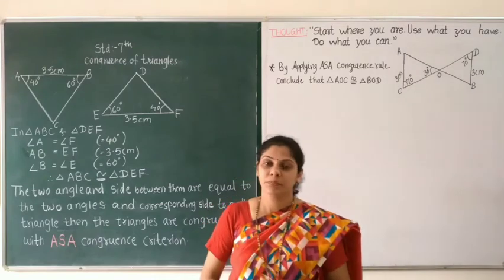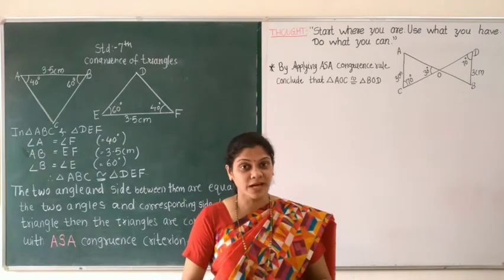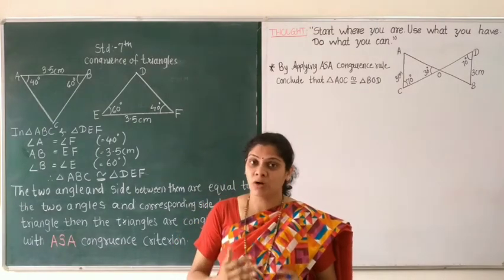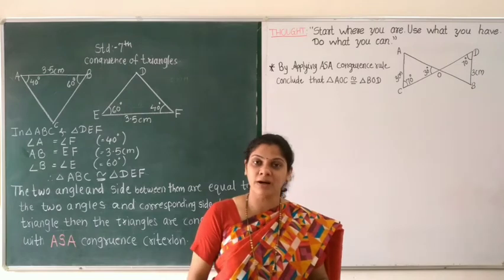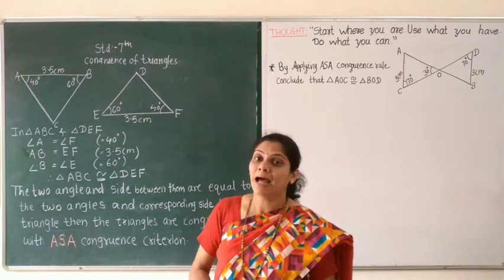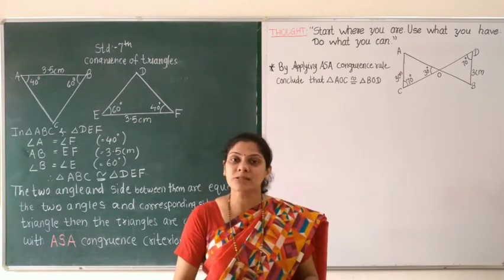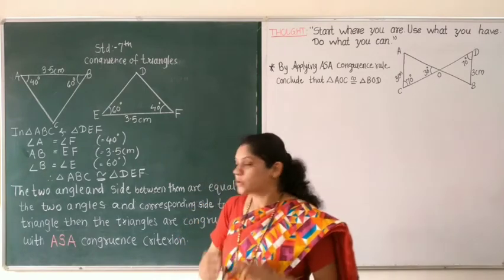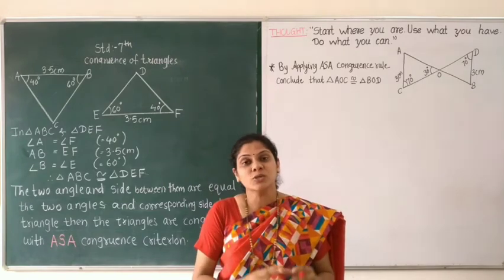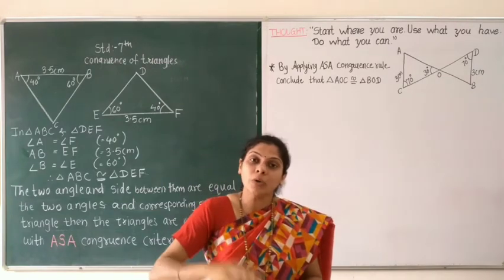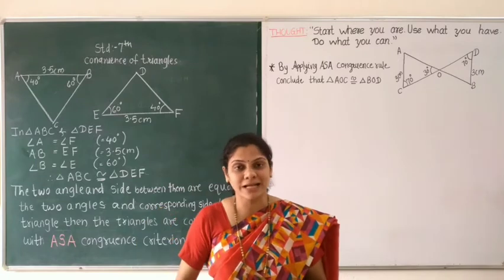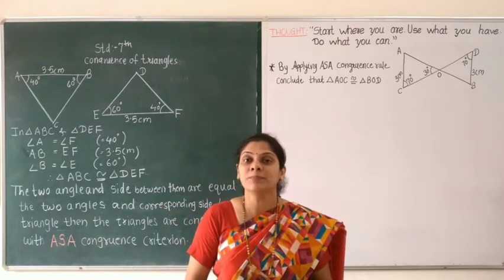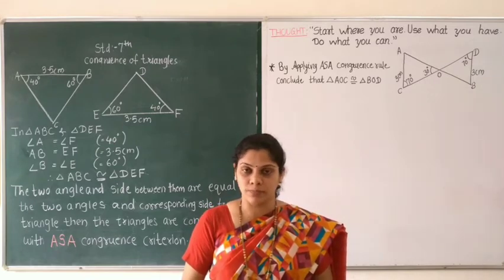Hello students. In this session we are going to study congruence criteria. In the last session we studied two congruence criteria. The first is the SSS congruence rule, that means side, side, side. We can say that three sides of a triangle are congruent to the three sides of another triangle, so those triangles are congruent by the SSS congruence rule.